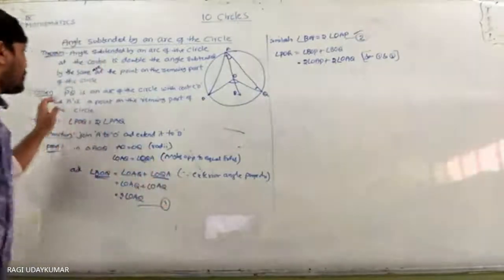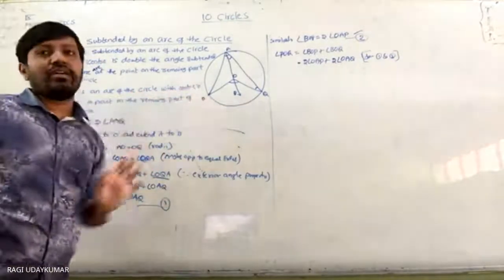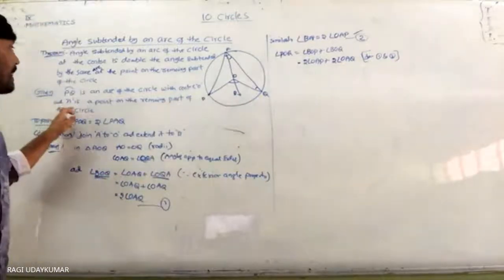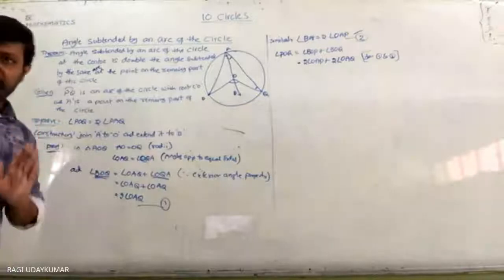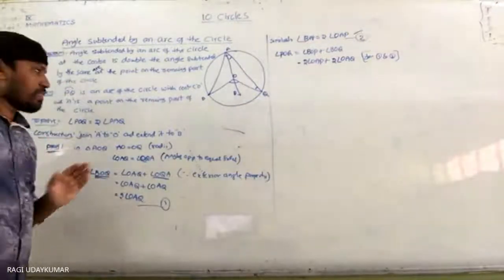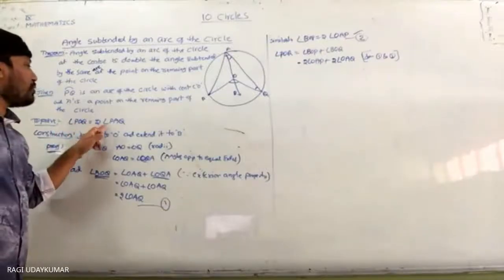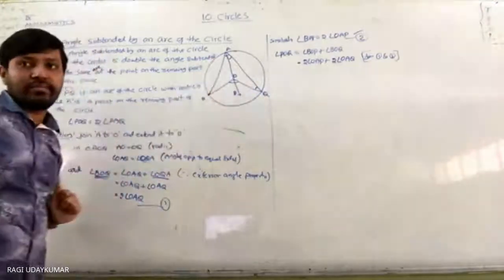So here what is the thing here? PQ is an arc of the circle with the center O. This is an arc we are considering. And A is a point on the remaining part of the circle we are considering. This is a given thing from the figure. Okay? Is it clear to you? Now, we need to prove that angle POQ is equal to 2 times angle PAQ.